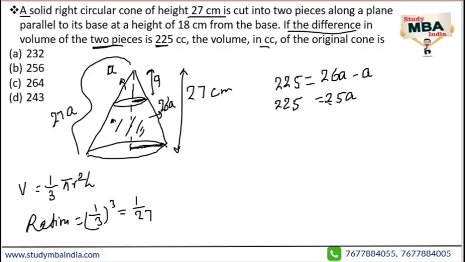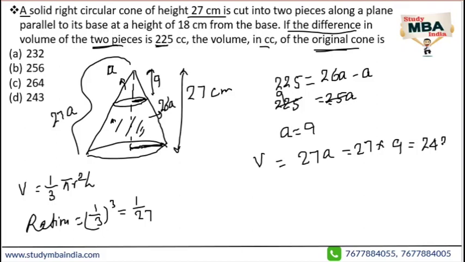If you cancel it out by 25, you will get 9. So we know that a is equal to 9, and we have to calculate the volume of the original cone. The volume of the original cone will be 27 times a, so 27 times 9. This is 3 cube and 3 square, so 3 to the power 5 is 243. So the volume will be 243 cc, which is option D.